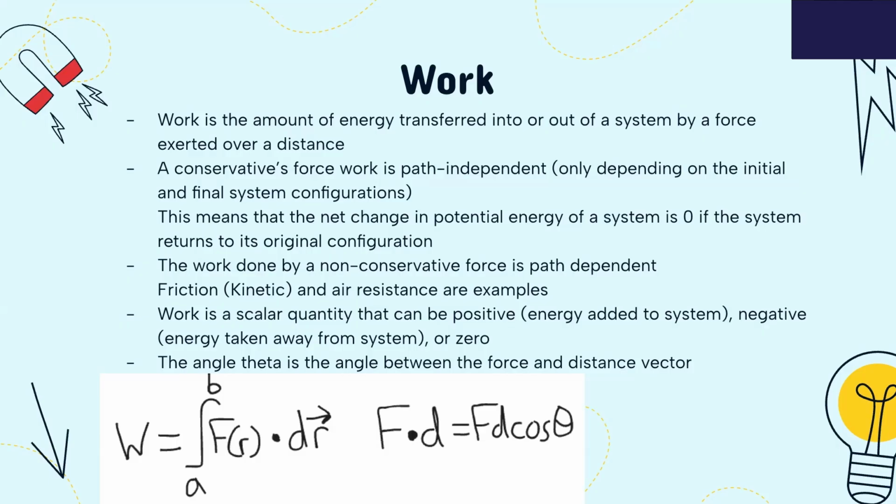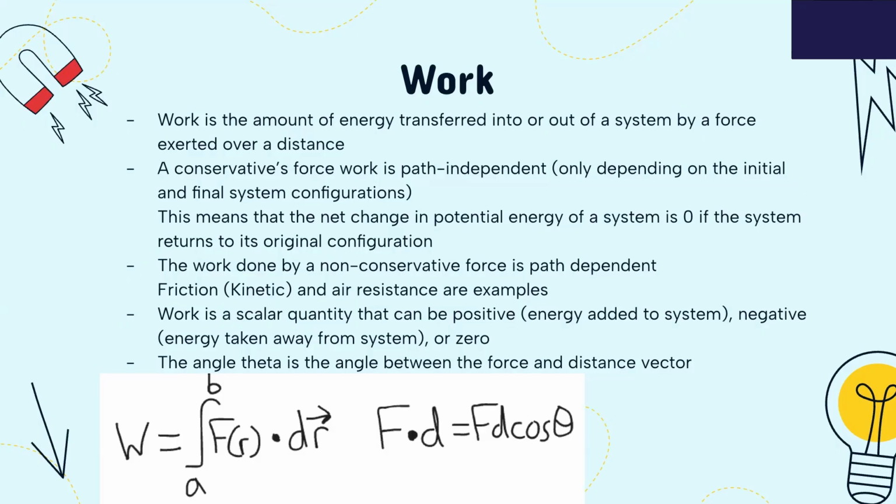But the work done by a non-conservative force is path dependent, like the force of kinetic friction and air resistance. As you travel more, the force of kinetic friction does more work and slows down an object more. Same with air resistance. Work is a scalar quantity, but it can be positive or negative. Positive means energy is added to the system. Negative means energy is taken away from the system, or it could be zero, so the energy of the system is unchanged.